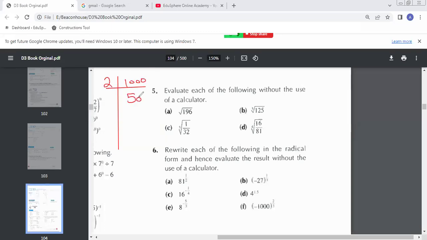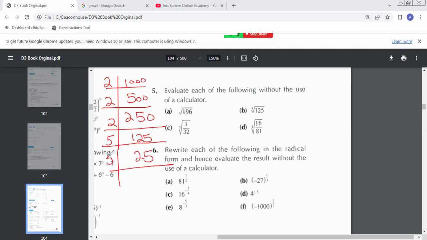So 2 500s are, 2 250s are, 2 125s are. Now we cannot do it with 2, so let's do it with 5. 5 25s are, 5 5s are. The last number is 5, 5 1s are 5. So we have basically three 2s and three 5s.